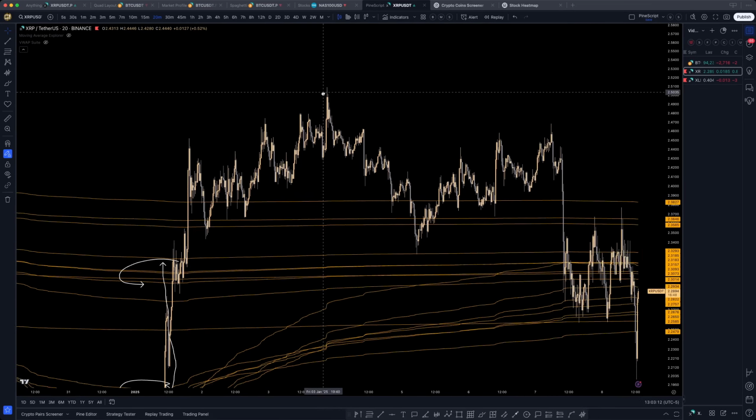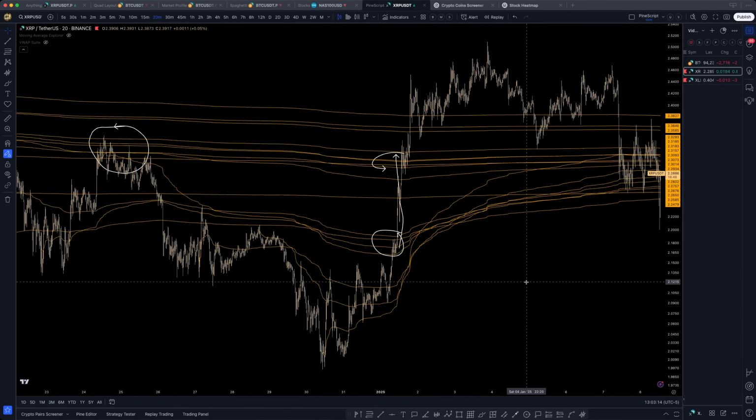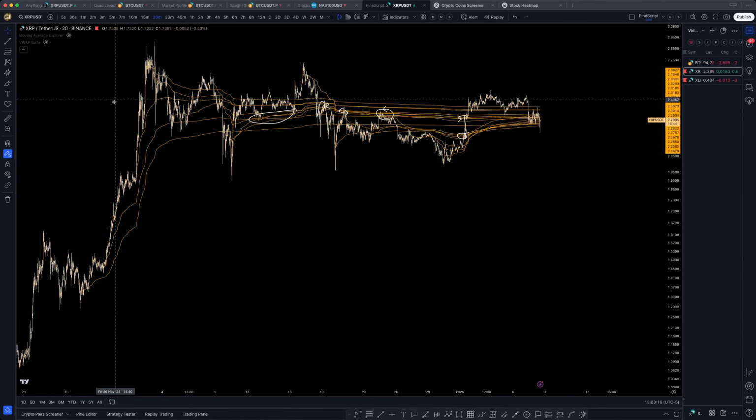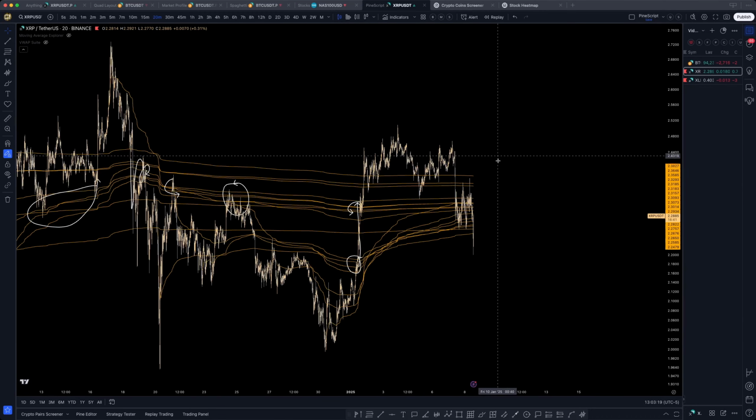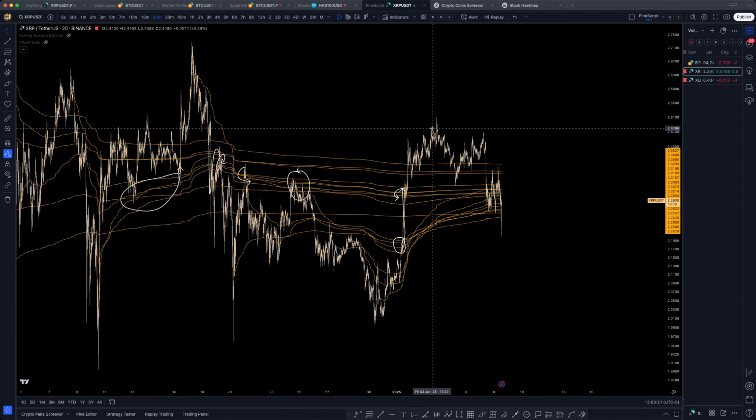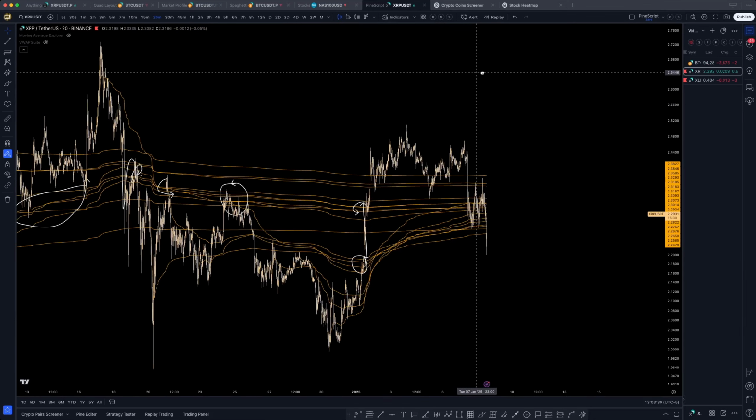And then above here, considering that I had anchored VWAP bands on all the major swing points over the last month and a half, anytime XRP was above here, this was kind of points where it's like, okay, we're in pretty bullish territory. At any point, if we break major resistances, we could see larger moves to the upside.